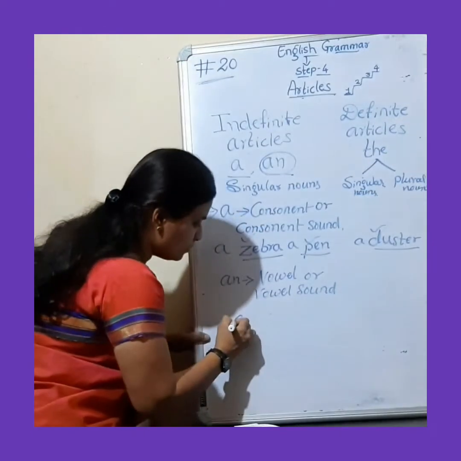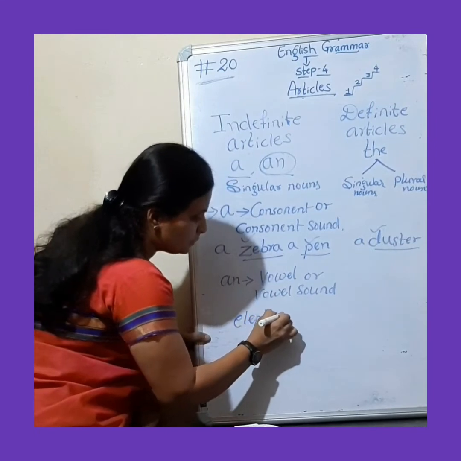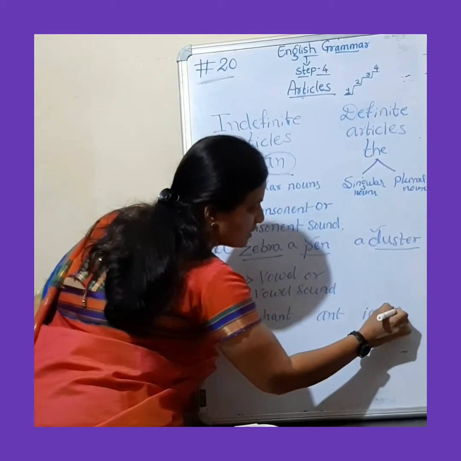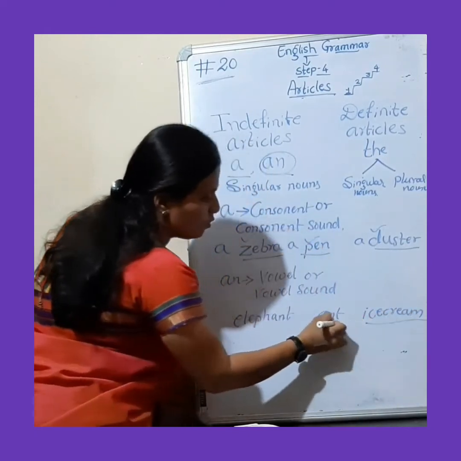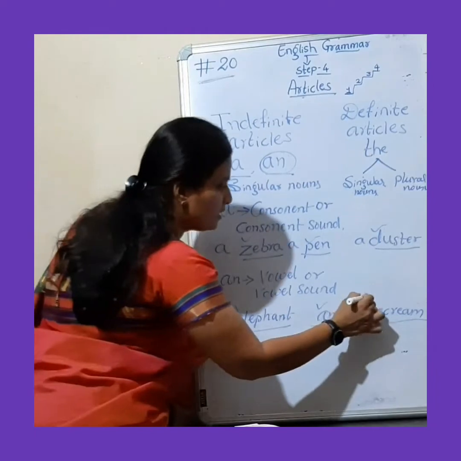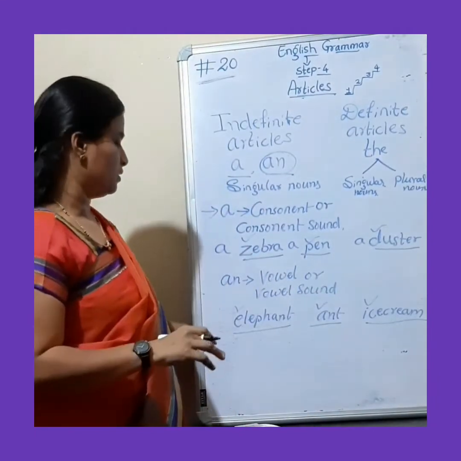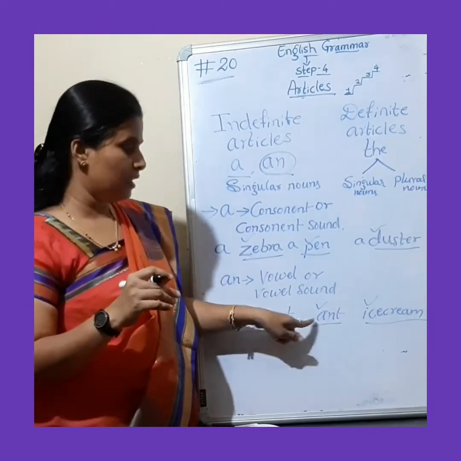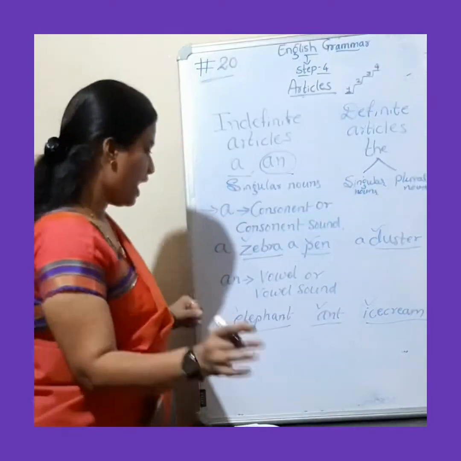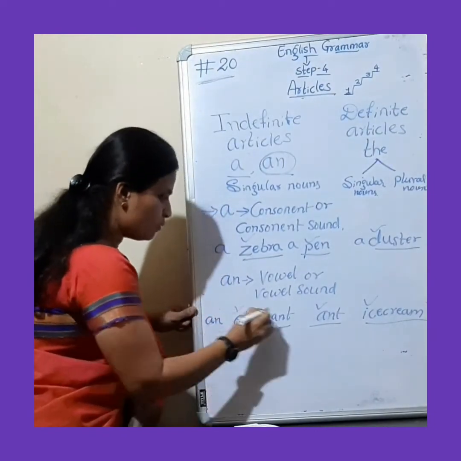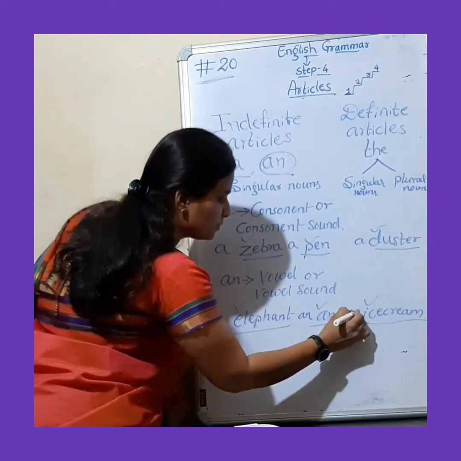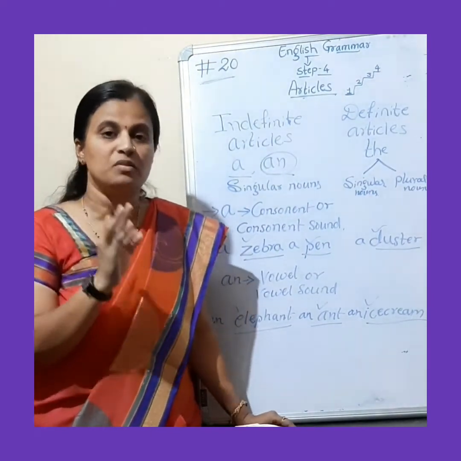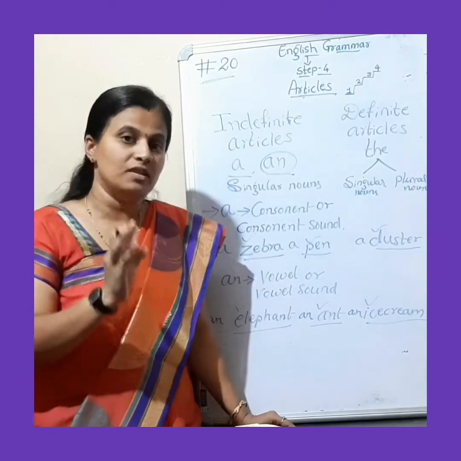For example, elephant and ice cream. You can observe the word as well as the first letter and the sound of this beginning letter. Elephant, E, and ice cream, I. So we have to add an before these words. We have to put an before those words which begin with a vowel or vowel sound.